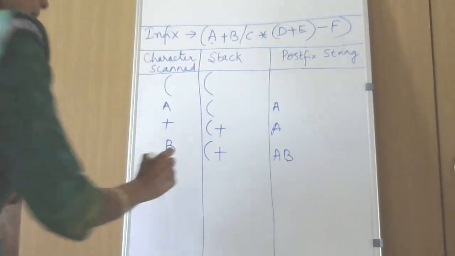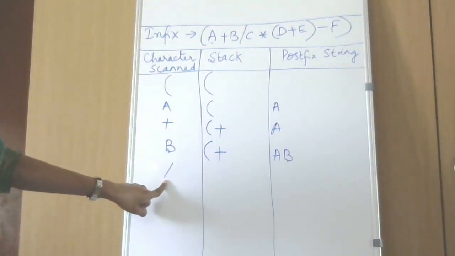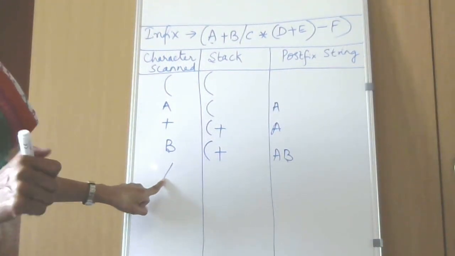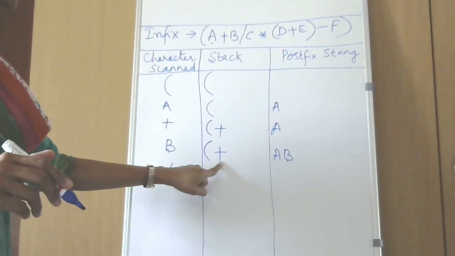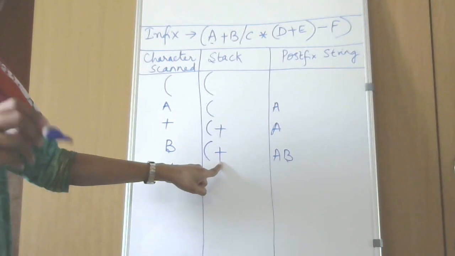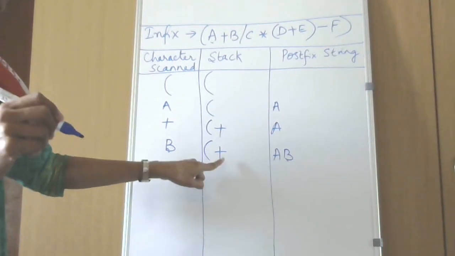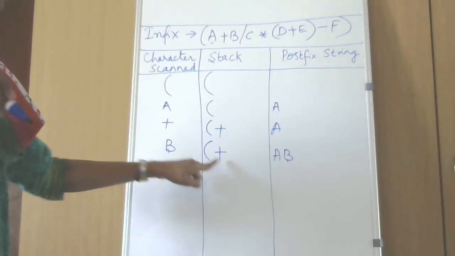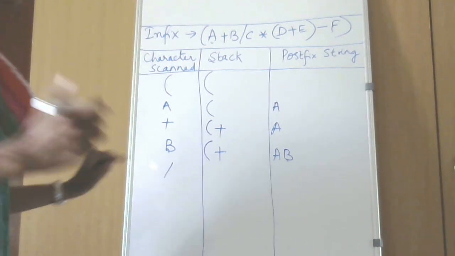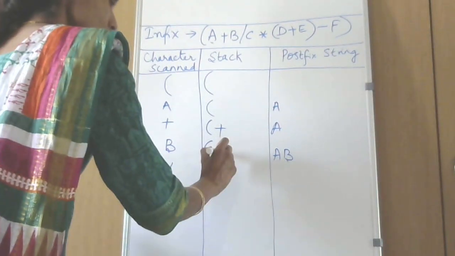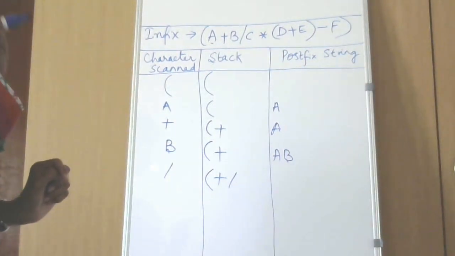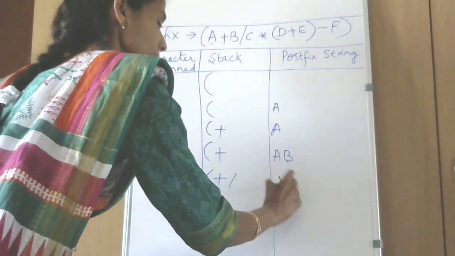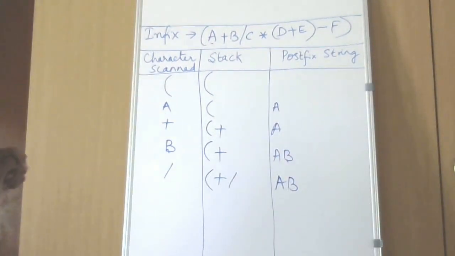Next, we have slash. This is an operator again. I told you when you encounter an operator, you have to compare it with the operator that is there in the stack. Now, plus has a lower priority than slash. Slash has a higher priority. So, since the stack top has lower priority, you can simply push the slash into the stack. This string will not change.